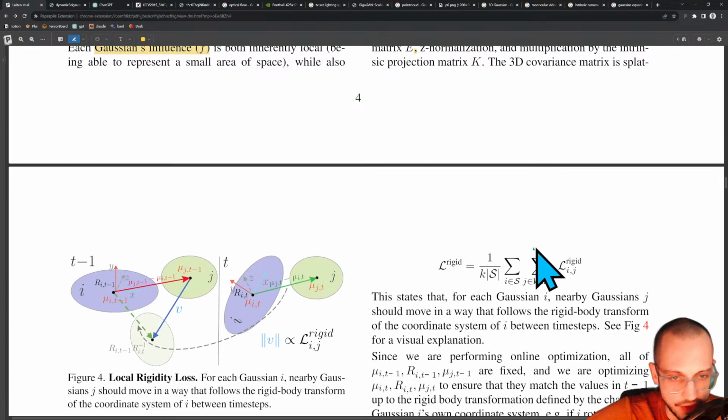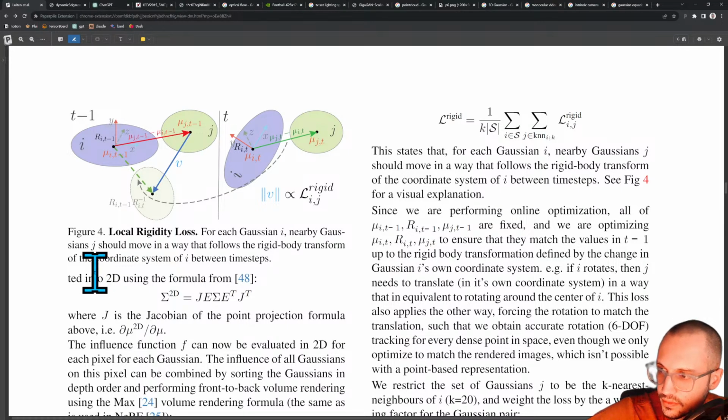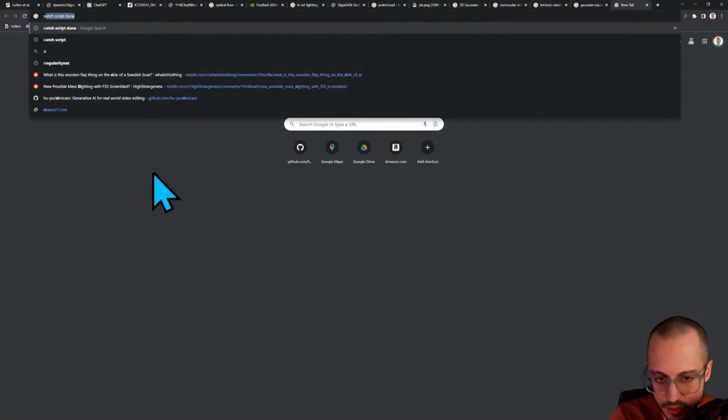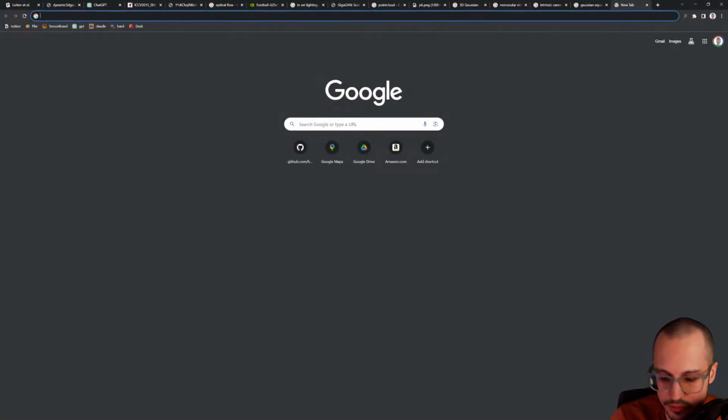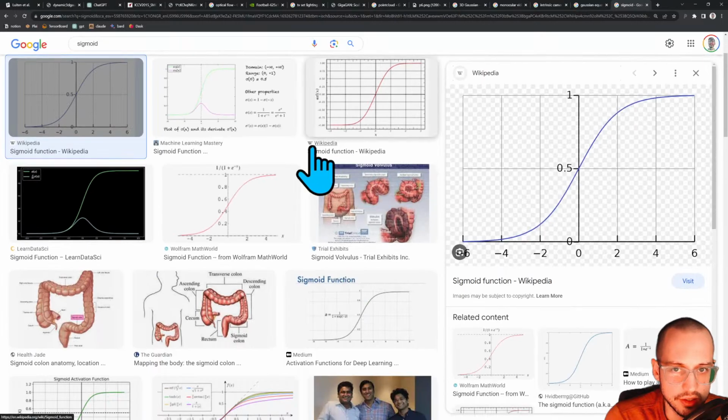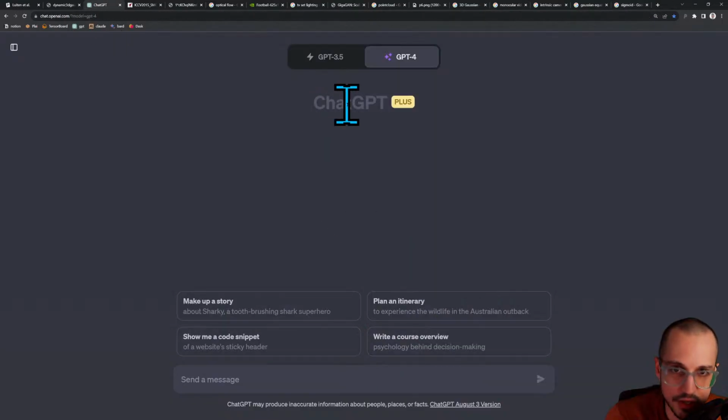Okay. The 3D covariance matrix is splatted into 2D. Why do they use the sigmoid if the logit is already between 0 and 1? So the logit is not necessarily between 0 and 1. You're interpreting it as between 0 and 1. The sigmoid makes it between 0 and 1. The logit is some number that's going to get squashed by the sigmoid to be between 0 and 1. But I don't really know the exact reason, so let me ask here.